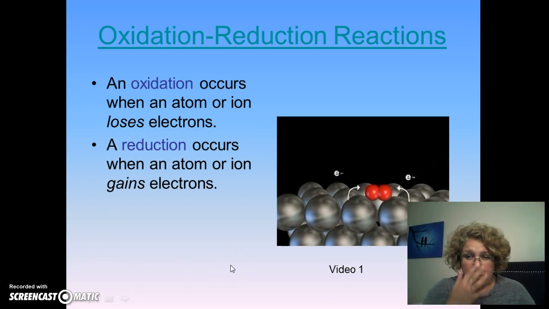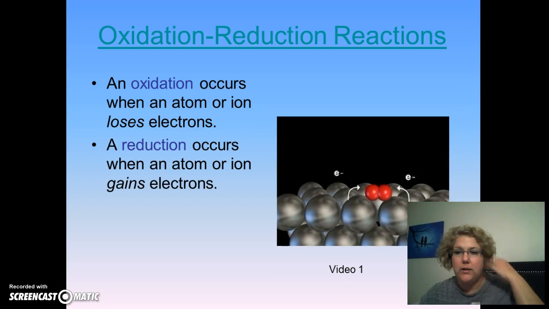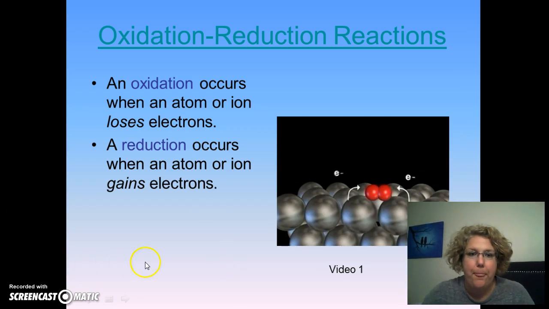Okay, there's a way to help remember this. Oil rig is one of them. Oil, O-I-L, oxidation is loss. Rig, R-I-G, reduction is gain. The other way I like to remember it is Leo the lion says grr. Leo loses electrons, oxidation, and grr, gains electrons is reduction. So oil rig, Leo the lion, whatever works for you.